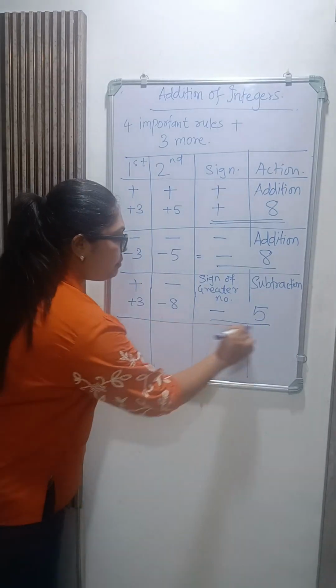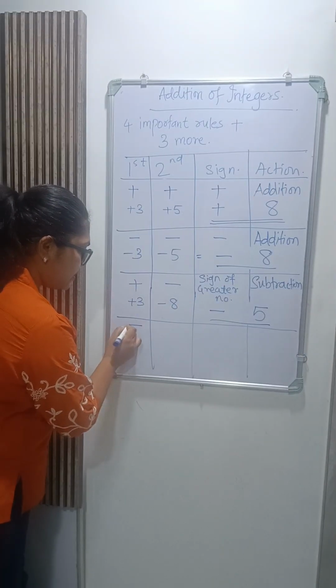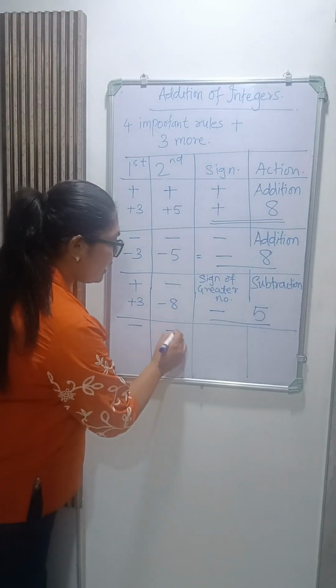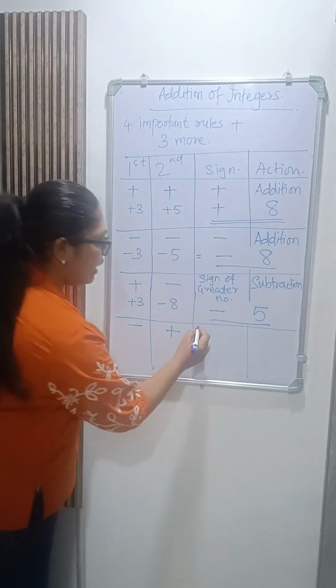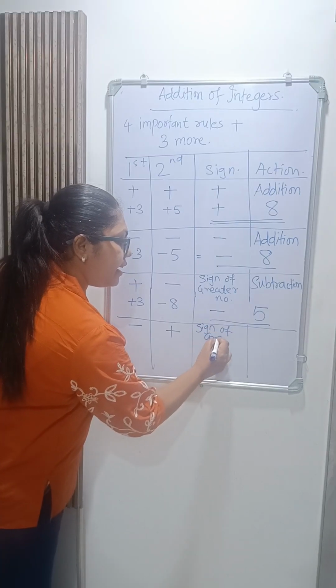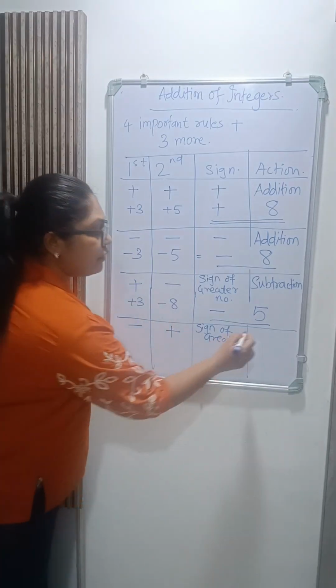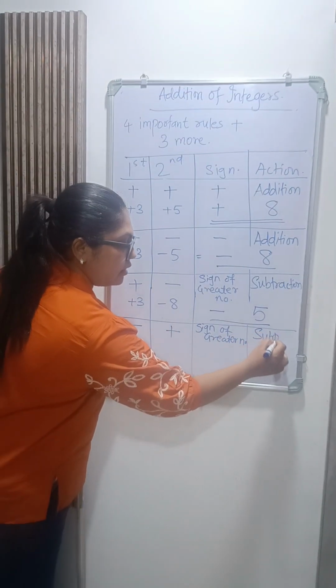Okay. Now the fourth rule says it is the same, I'm just changing the sign. The first number is negative and the second number is positive. Again, because both have different signs, we will take the sign of the greater number. And because both are different, we will subtract.